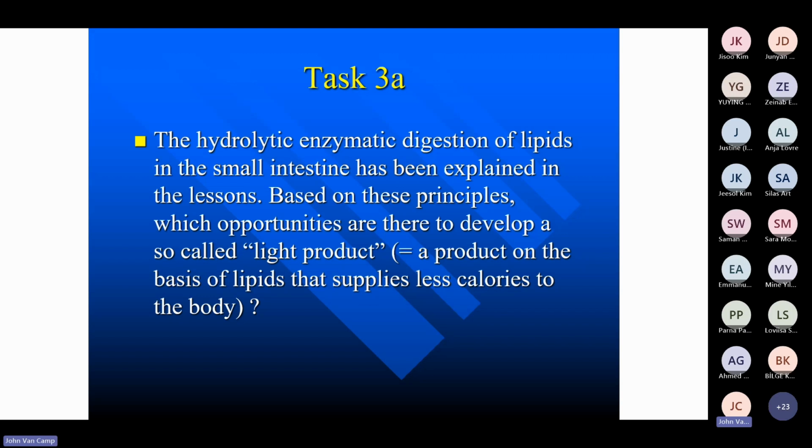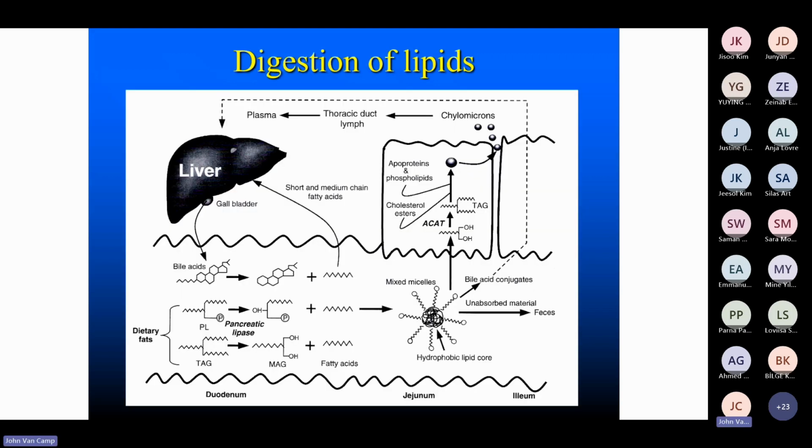The hydrolytic enzymatic digestion of lipids in the small intestine has been explained in the lectures. Based on these principles, which opportunities are there to develop a so-called light product, which is a product on the basis of lipids that supplies fewer calories to the body? So the idea is that you go back to this mechanism here, that together with the members of your group, you look carefully at the mechanism and try to identify the elements that can be modified or changed in such a way that the absorption of calories from lipids is reduced.